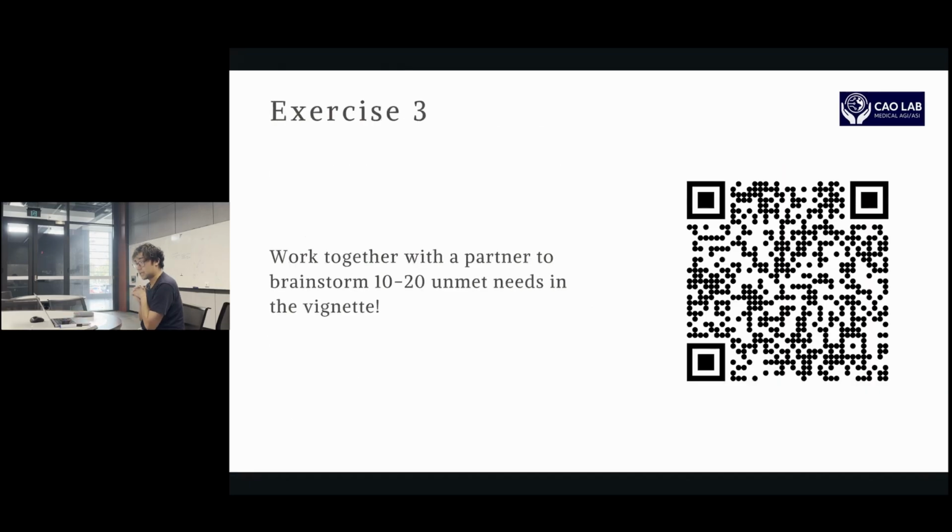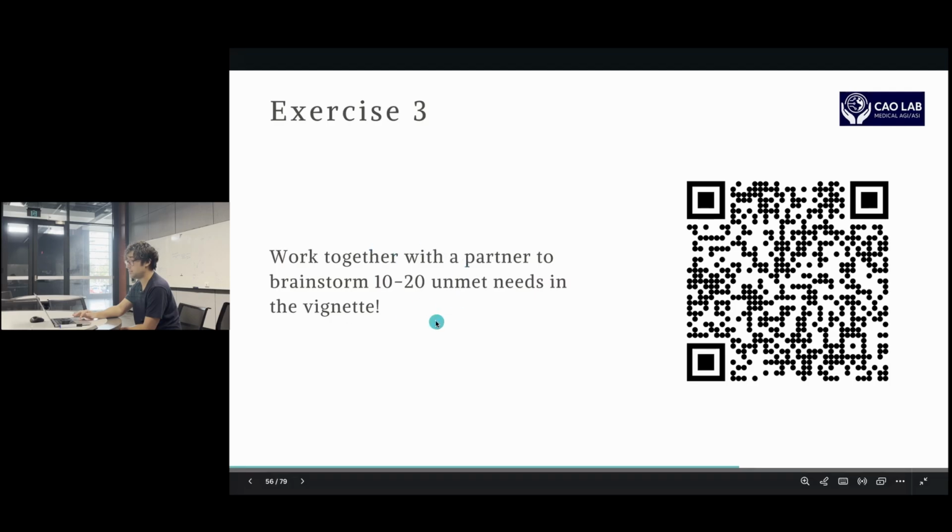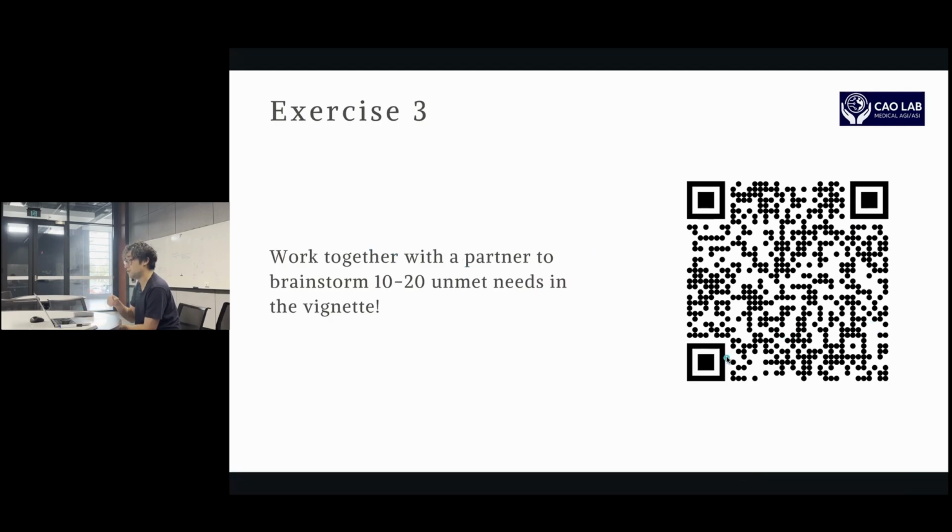Okay, so exercise 3: I'm going to give you about 10, 15 minutes, and I want you to work together in your teams to brainstorm 10 or 20 unmet needs in this vignette, right? So you can use this QR code. The next activity is then you're going to refine one of your favorite unmet needs, okay? I just want to see you practice refining an unmet need because that's going to be mostly what you're going to be doing in the competition, right? So brainstorming and then refining. Okay, so I'll give you some time to work on that.